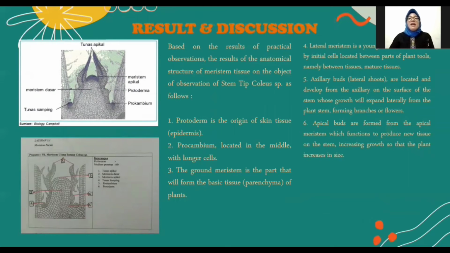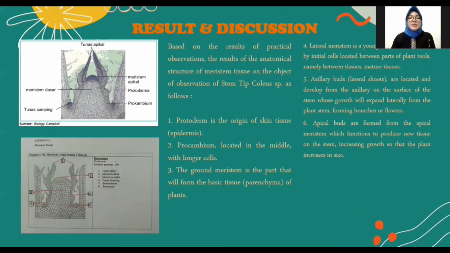continue is the result and discussion. Based on the result of practical observation, the anatomical structure of meristem tissue on the object of observation, stem tip of Coleus sp., is as follows. First is protoderm. Protoderm is the origin of skin tissue or epidermis. The procambium will differentiate into a transport network system. The procambium is the part that will form the primary vascular tissue, such as primary xylem and primary phloem, and the cambium. The function of the protoderm is to form the epidermis and procambium.